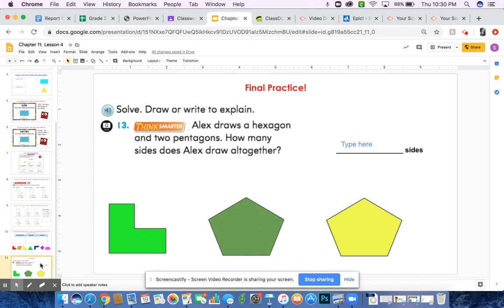And then the very last thing you're going to do is solve this problem. It says Alex draws a hexagon and 2 pentagons. How many sides does Alex draw altogether? I already gave you a little hint, and I included a hexagon and 2 pentagons, so it's going to be your job to figure out the number of sides and write your answer here.